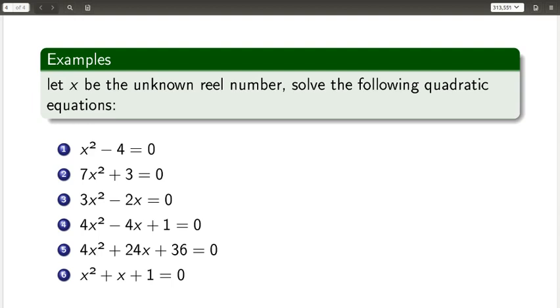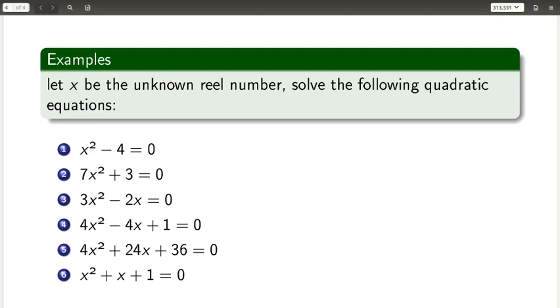In this case, the expression 4x squared minus 4x plus 1 is equal to 2x minus 1 squared, which is equal to 0, which means that 2x minus 1 is equal to 0, which in turn means that x equal to 1 over 2. It's the solution of the quadratic equation 4x squared minus 4x plus 1.